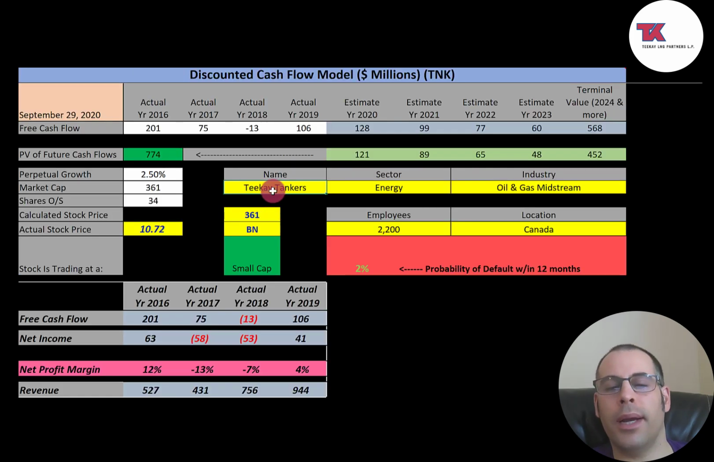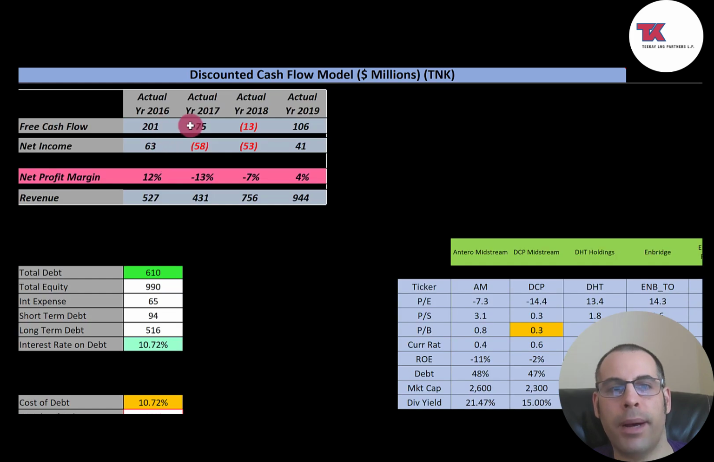The next company we're going to look at is Teekay Tankers, another oil and gas midstream company, market cap 361 million. They're trading at 10.72 and they have 34 million shares outstanding. Free cash flow is positive in 3 of the 4 years. Looks like they had a bad year in 2018 with negative free cash flow and negative net income. They have negative net income in 2 of the 4 years. Revenue looks like it's on the incline. It goes from 527 million to 944 million.